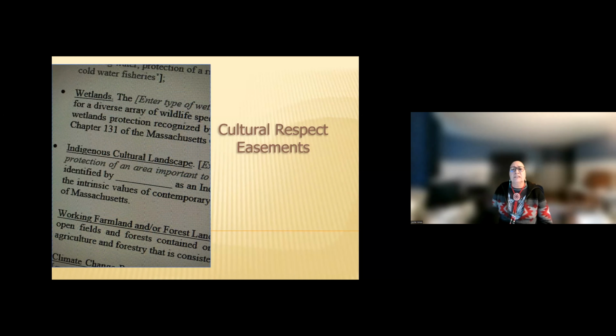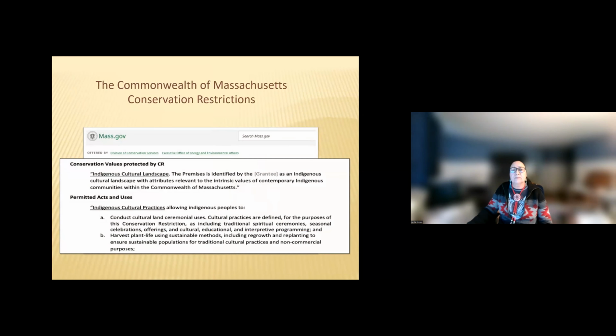Another way the NLC has led to inspiring change is through policy influence in Massachusetts conservation restrictions. As of June 11th, 2021, the Commonwealth has included important new language in its criteria for protecting and using land through conservation restrictions, or CRs. This new language may be the first of its kind in the United States.